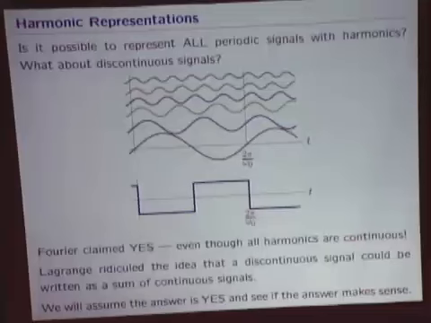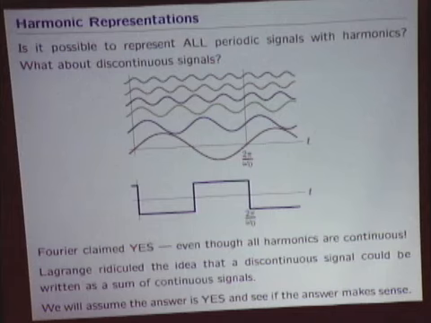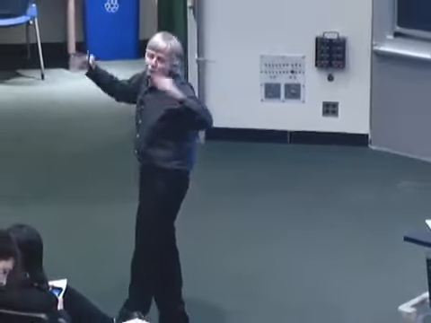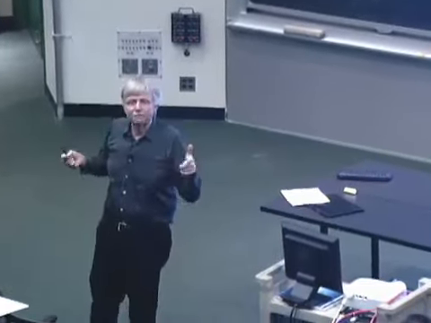And so we can sort of forgive both sides for having argued with each other, because the answer is not completely obvious. For the time being, I'm going to just assume that the answer is yes, that it makes sense to try to make a harmonic representation of a signal that might even be discontinuous. I'm going to assume periodic. Let's try. And the question will be, does that make any sense?